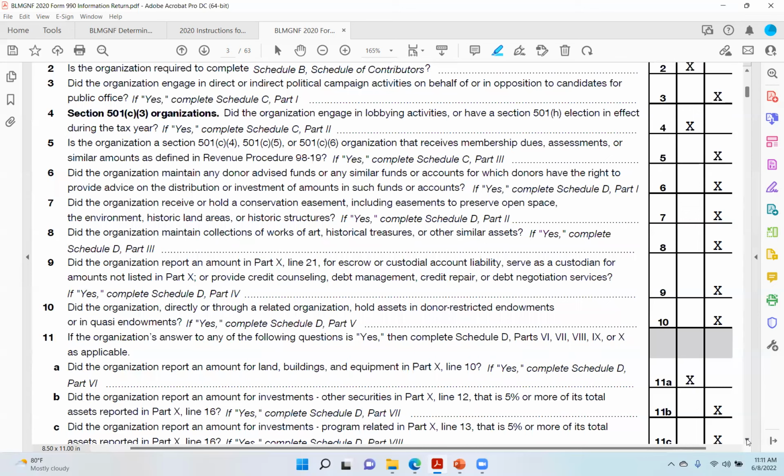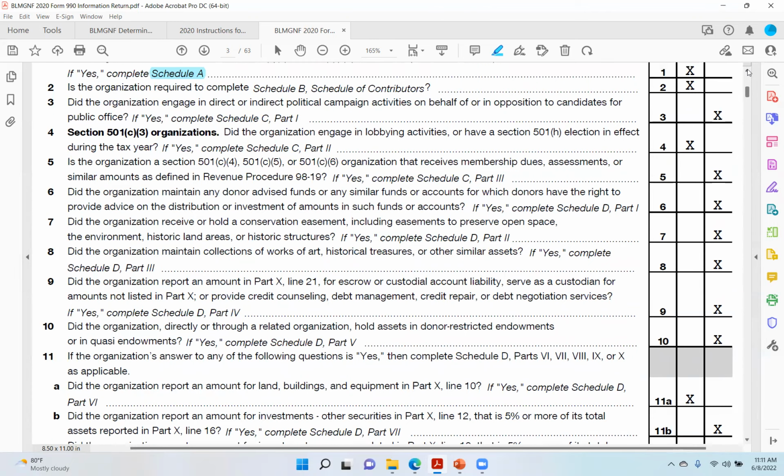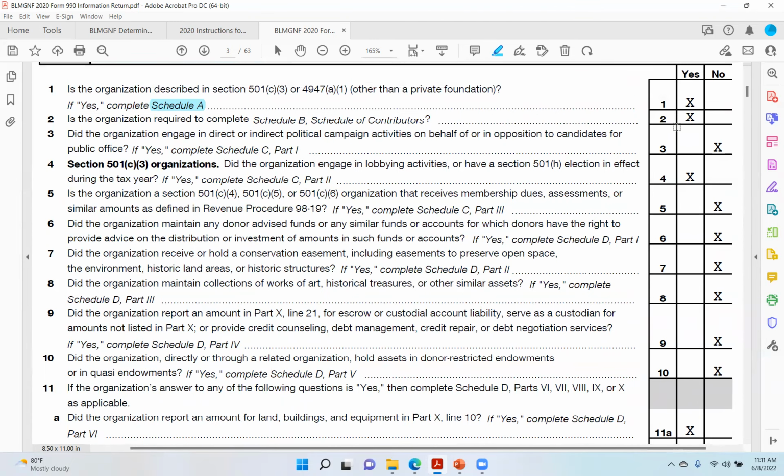Question 2: Organization required to complete Schedule B, Schedule of Contributors. The answer is yes. So now we should be able to see a Schedule B in the attachments. Number 3: Did the organization engage in direct or indirect political campaign activities on behalf of or in opposition to candidates for public office? If yes, complete Schedule C, Part 1.